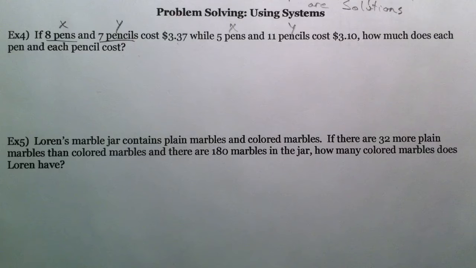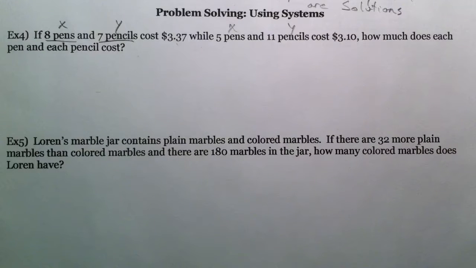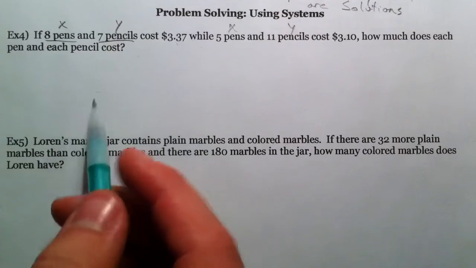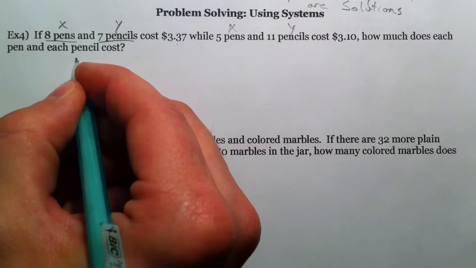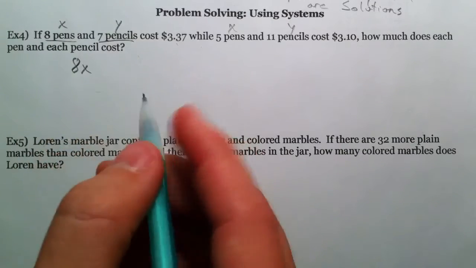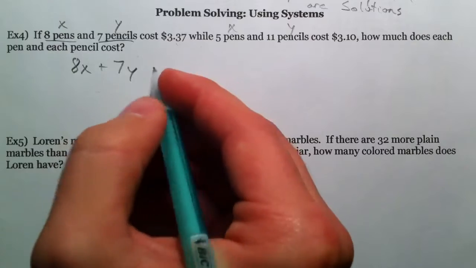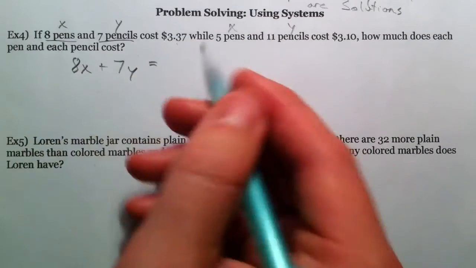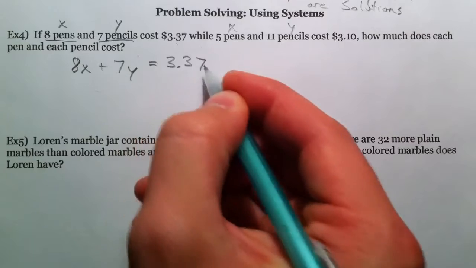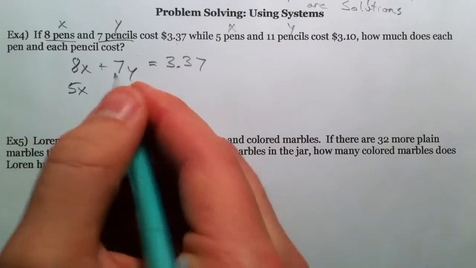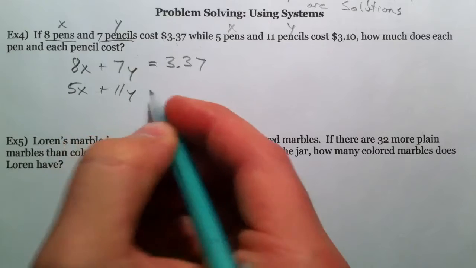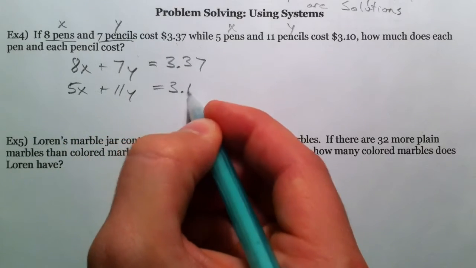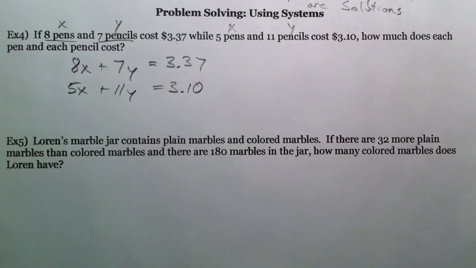The key thing to remember is sometimes it's easier to write equations in standard form. Sometimes it's easier to write equations in slope-intercept. So 8x, 8 times however many pens cost, plus 7 times however many pencils cost, then $3.37 is their total, while 5 pens and 11 pencils cost $3.10. So, solve this however you want to.